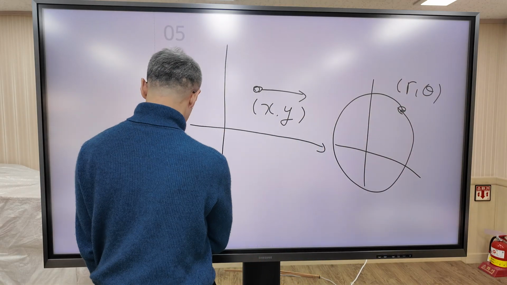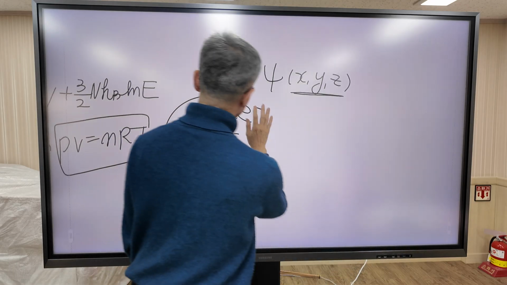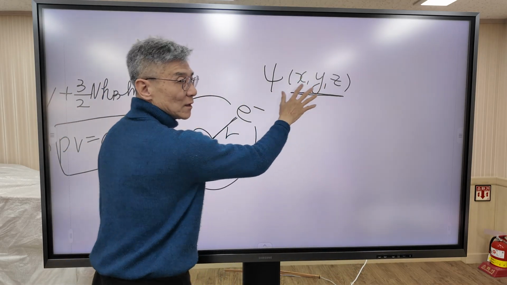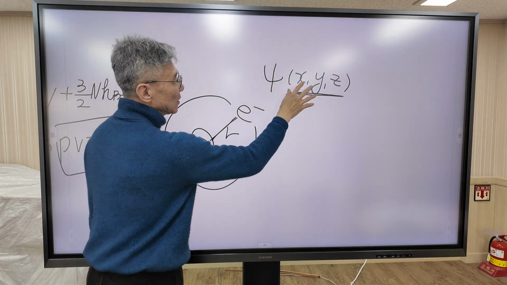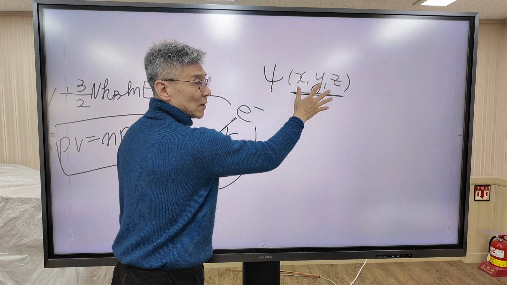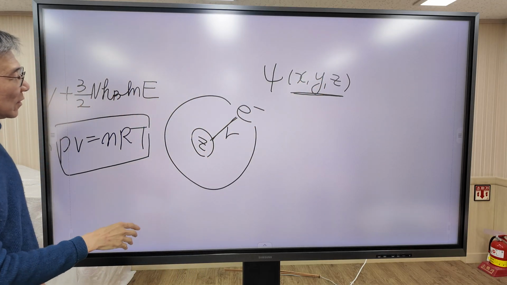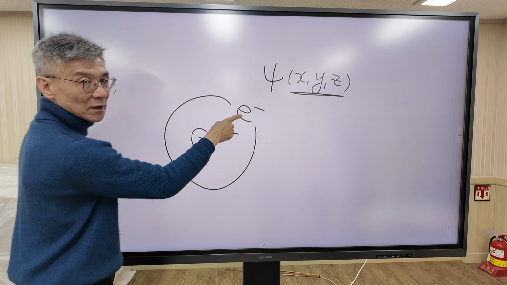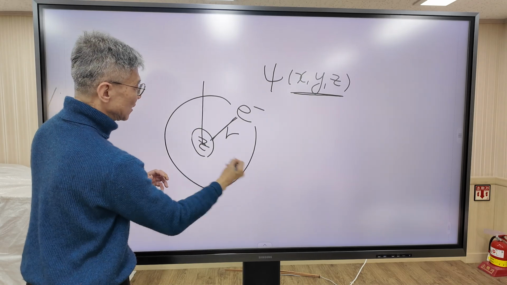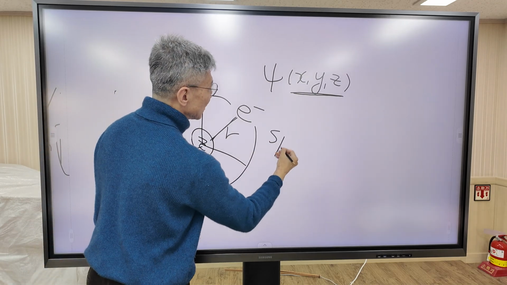Similarly, the electron moves in three-dimensional space. We can describe the wave function using the rectangular or Cartesian coordinate. But the electron experiences potential energy. The potential energy is actually spherically symmetric.